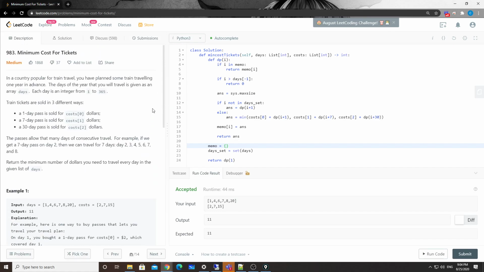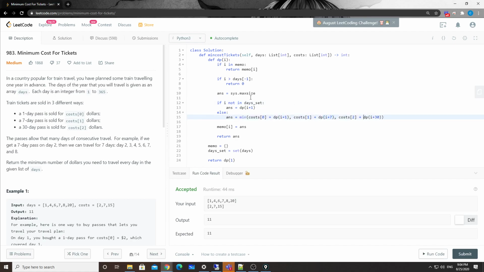Basically, for the top-down DP solutions, the idea is we're always looking forward. And for the bottom up, we always look backwards. So that's why for this one we look forward. It means that if we purchase a ticket at the I-th day, we can travel to this day.